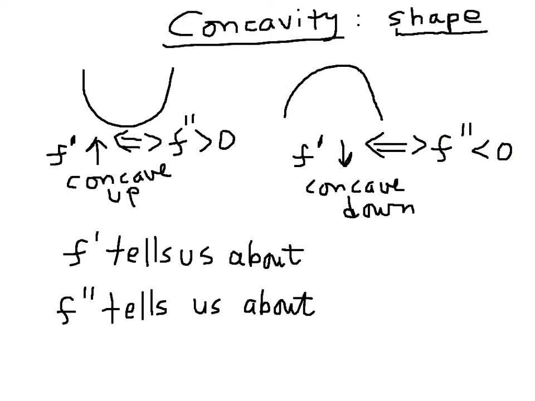So just to summarize these two ideas, the first derivative tells us about the direction, whether a graph is increasing or decreasing. The second derivative tells us about shape, whether a graph is concave up or concave down.